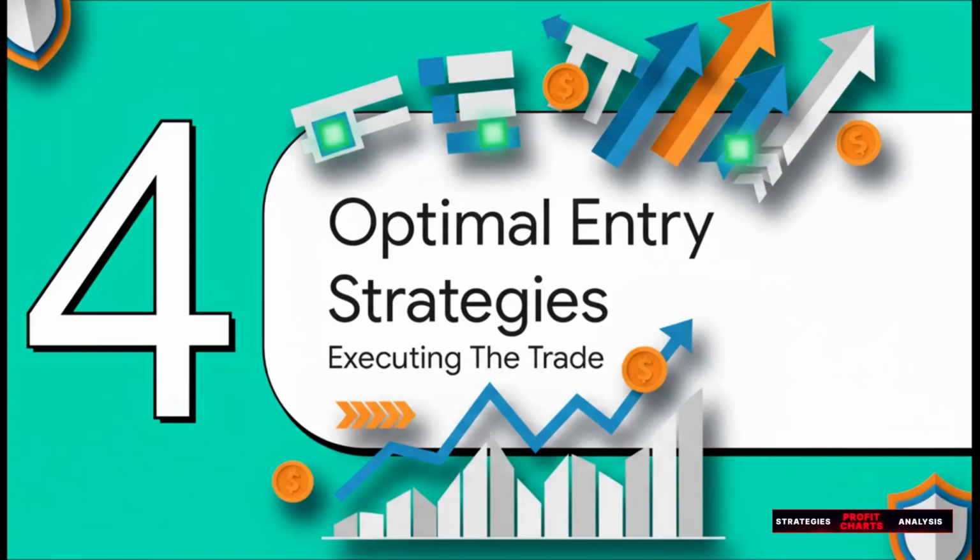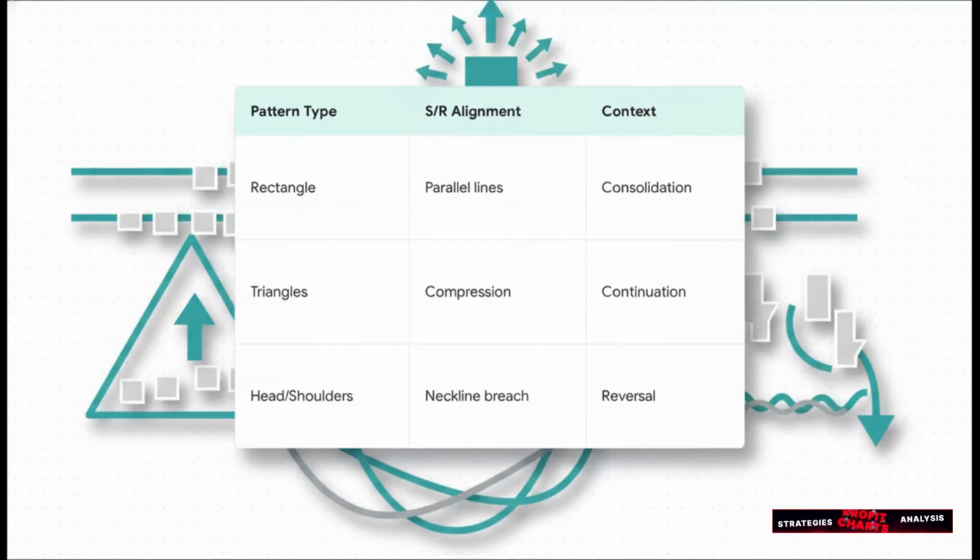Section 4. Optimal Entry Strategies. Let's shift gears and talk about actually executing the trade. First things first, we have to identify the visual geometries, the patterns where market energy literally compresses right before a major explosion. Rectangles show us periods of consolidation trapped between flat horizontal lines.